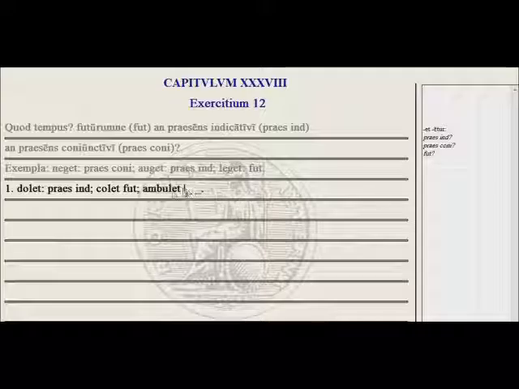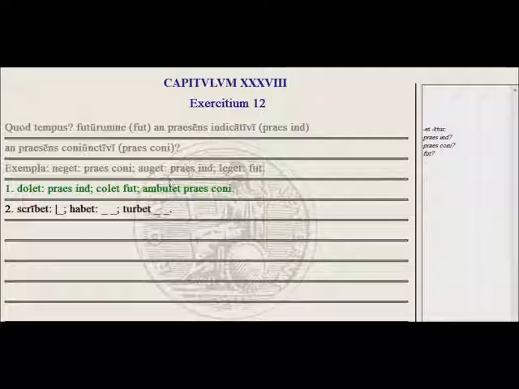Ambulet, which is from ambulare, first conjugation. So when you get an e here in the first conjugation, you know that it's subjunctive. So praesens coniunctivus. Okay, so try the rest of those.